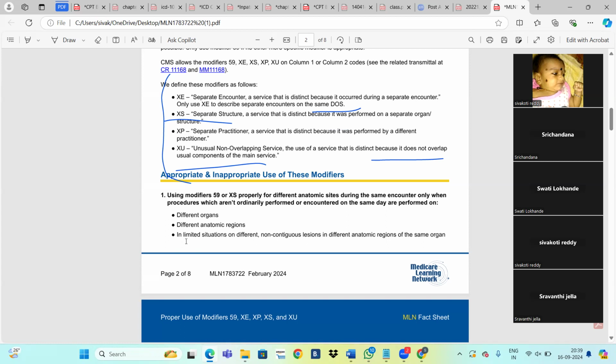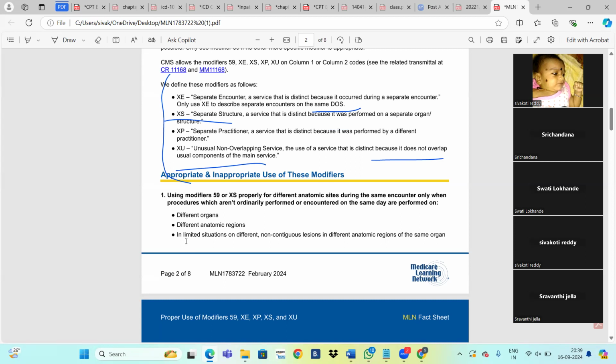So XU, remember, is for unusual, non-overlapping services, which means the two procedures are completely different. Both are not overlapping each other. Both are unrelated procedures. For example, if they performed one injection, an IV administration, one splint application, one laceration. That is an unusual, non-overlapping service, XU.